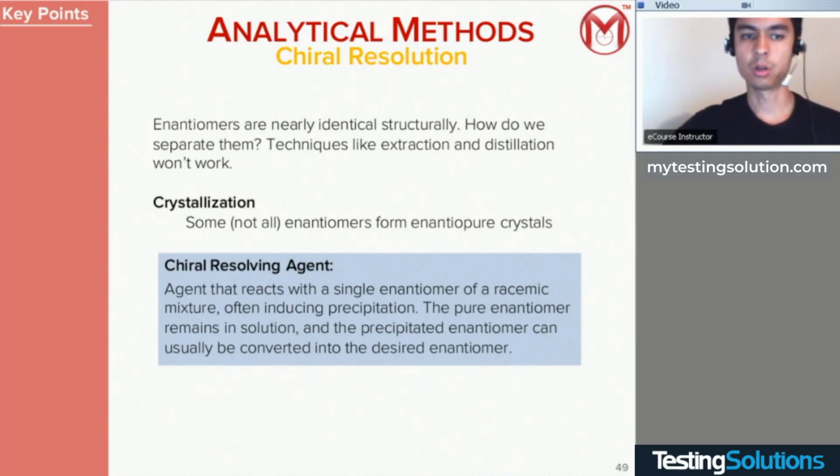If that doesn't work, we can also use chiral resolving agents. So these are reagents that are only going to react with a particular enantiomer, okay, due to some structural properties, and that's beyond the scope of the exam. It'll be described more in context if you need it. And that often results in some sort of precipitation. So then one enantiomer precipitates, the other one remains in solution, and then you can separate them.